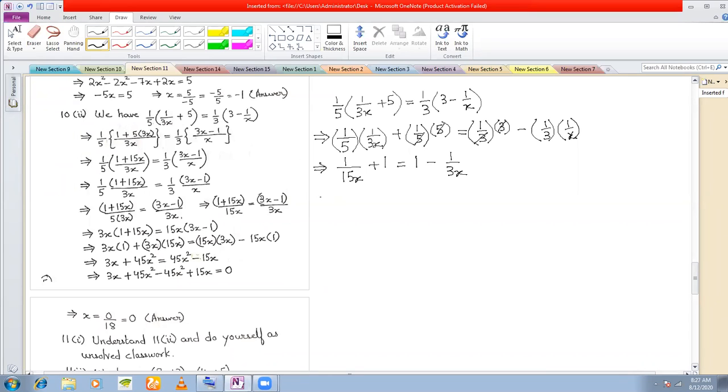So now what you do is you take the x's on one side. 1 by 15x remains as it is. Now minus 1 by 3x moves from this side to this side. So it becomes plus 1 by 3x. Okay. This 1 will not change the sign because I have already kept it in the right hand side. And this plus 1 will move from here to this side. It becomes minus 1. So now you take the LCM.